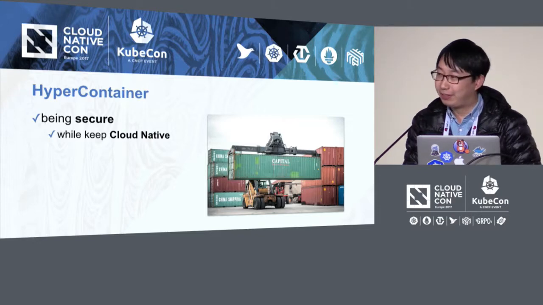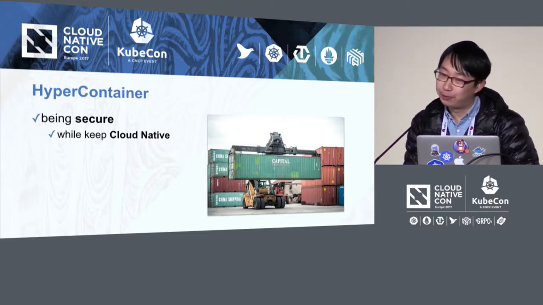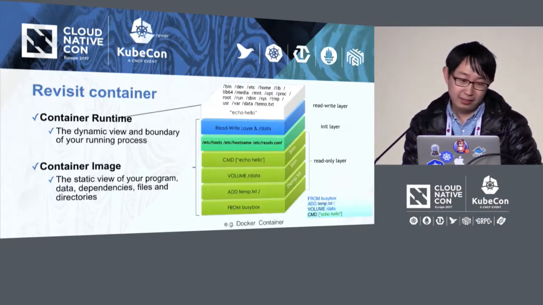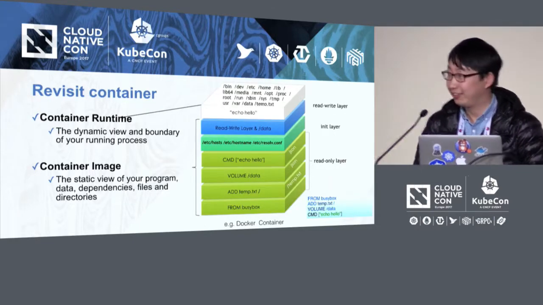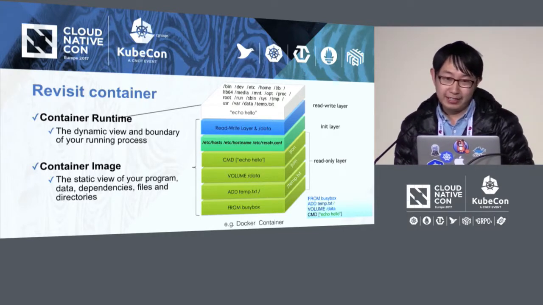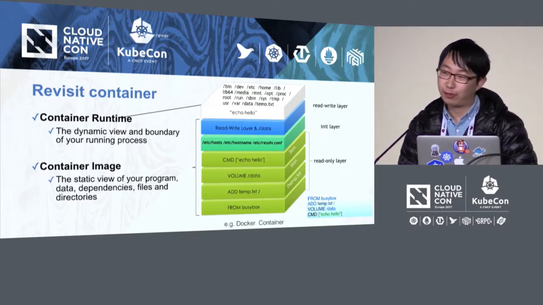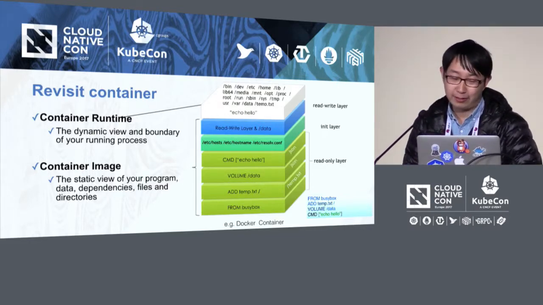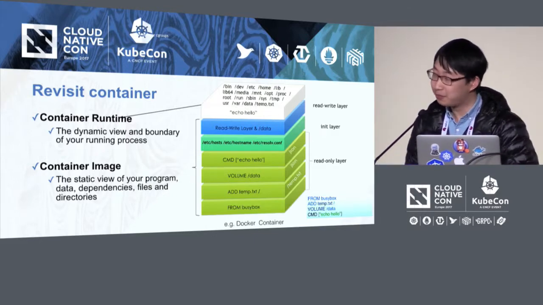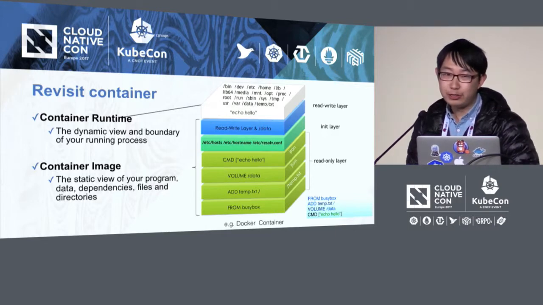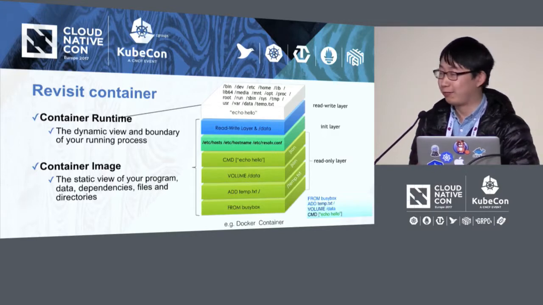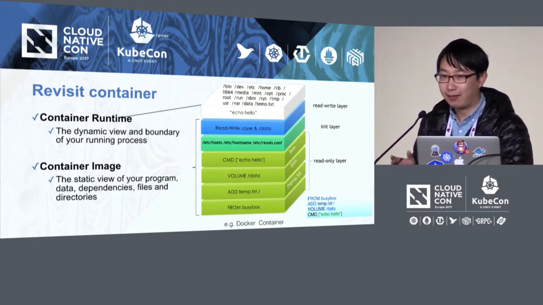That's why we have the HyperContainer project, because we are trying to be secure first while keeping the cloud-native features. Let's revisit the container. For example, with Docker, we can divide the container into two parts. The first part, which we can call the container runtime part, is the dynamic view and the boundary of your running processes. In Docker, it is implemented by a group of namespaces and restricted by using cgroups.